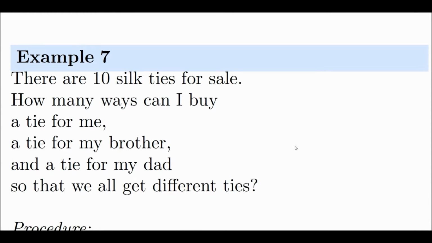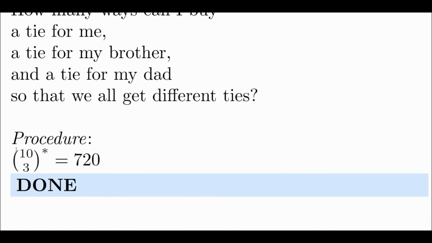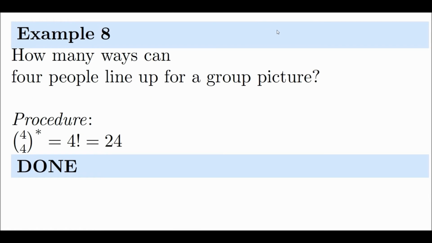Let's say there are 10 silk ties for sale. I want to know how many ways I could buy a tie for me, a tie for my brother, and a tie for my dad so that we all get different ties. So I'll be buying a tie for each person. So you can think of putting the ties in a certain order, and the order would represent which tie goes to which person. So maybe the first tie goes to me, the second tie goes to my brother, and the third tie goes to my dad. So the order matters here. And there's 10 ties available. I want to choose 3 of them and put them in a certain order. So this will be 10P3. That'll be 720.